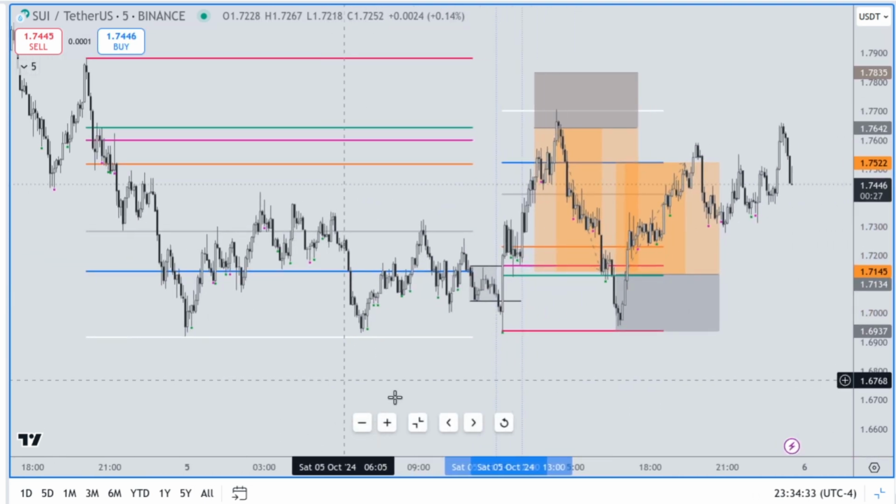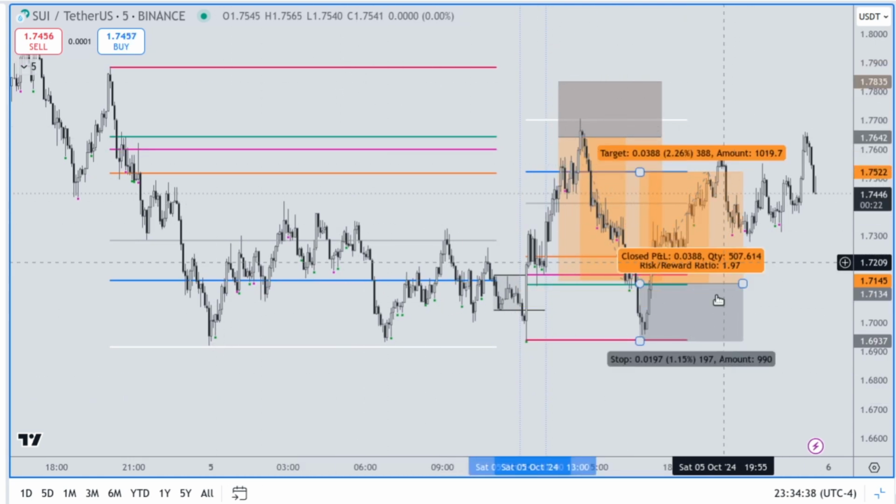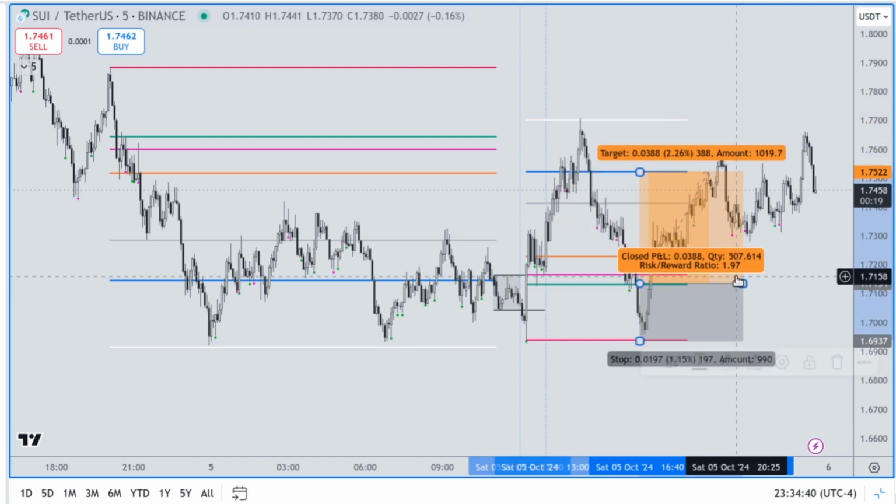So this is the way I usually analyze price in order to take the trades I share with you on my X account.